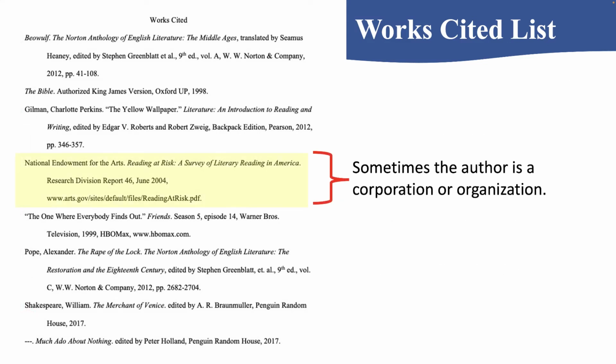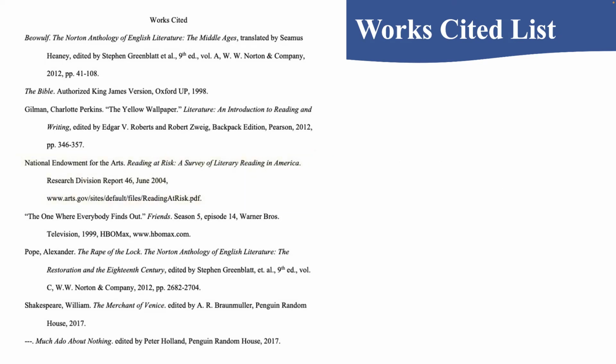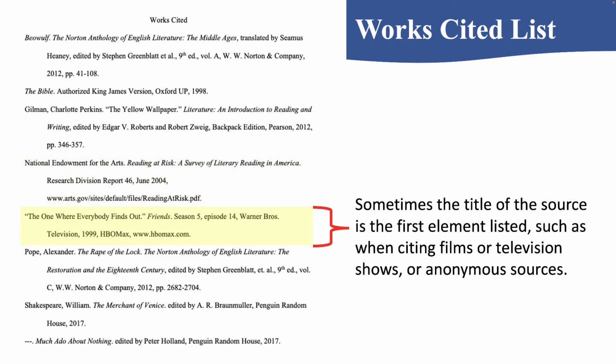Okay, so sometimes the author is a corporation or an organization, as we see here, the National Endowment for the Arts. Obviously, this is not a person, but it is the author of Reading at Risk, a survey of literary reading in America. Also, sometimes the title of the source is the first element listed. Sometimes television shows or films are listed without, obviously, an author. So here we have the one where everybody finds out, an episode from Friends. There's no author. So, of course, we just list the title of the show first.